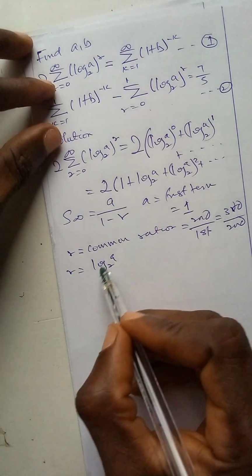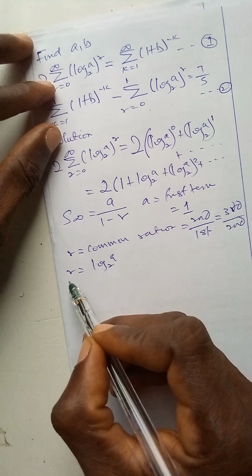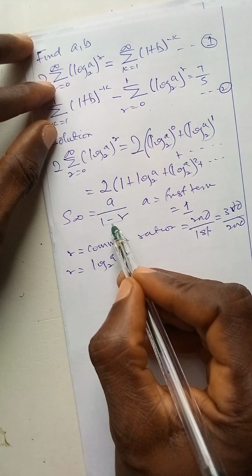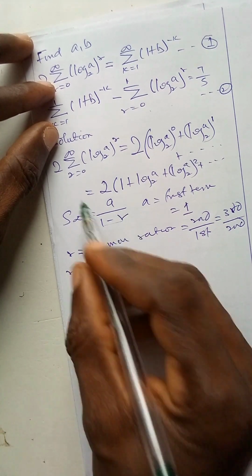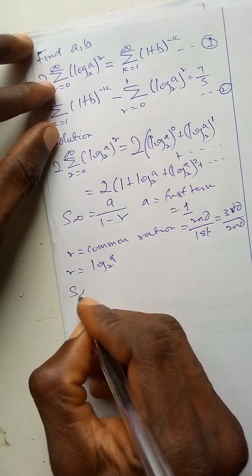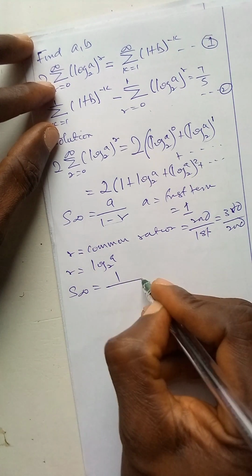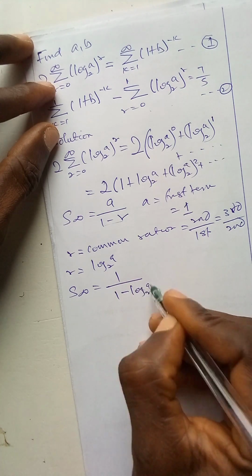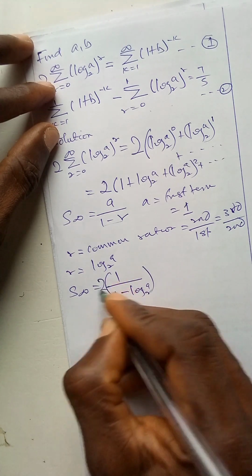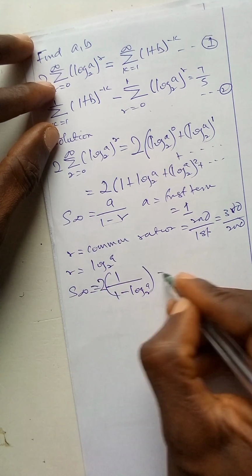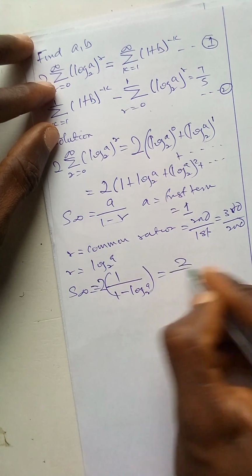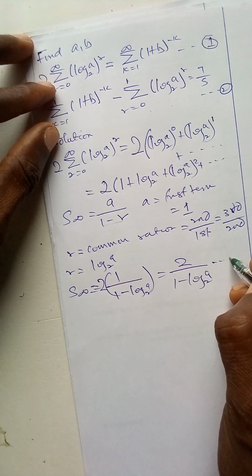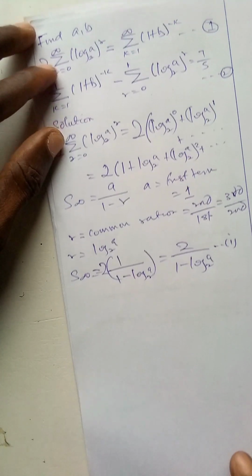So let us put in the value of log to base 2 of a for r and 1 for a in this formula for the sum to infinity of this geometric series. That sum to infinity will now become 1 over 1 minus log to base 2 of a, not forgetting that there is a 2 in front of it. Now we can simplify it to 2 over 1 minus log to base 2 of a. Let's call this equation I.